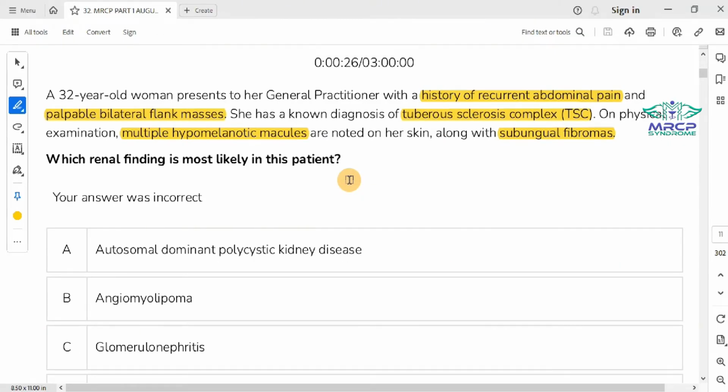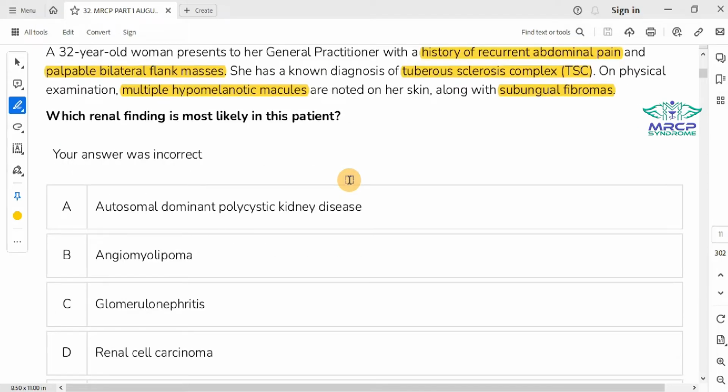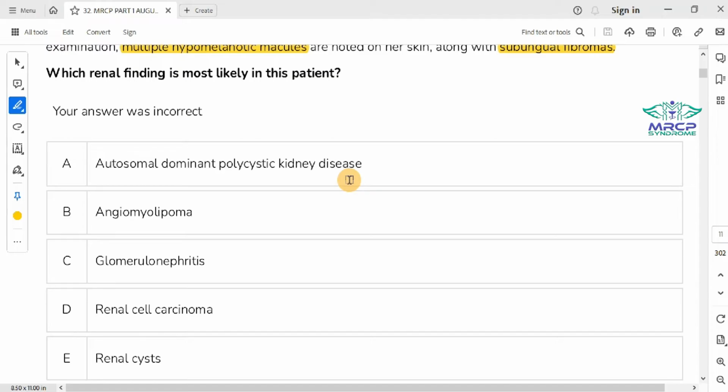A 32-year-old woman presents to a general practitioner with a history of recurrent abdominal pain and palpable bilateral flank masses. She has a known diagnosis of tuberous sclerosis complex. On physical examination, multiple hypomelanotic macules are noted on her skin, along with subungual fibromas. Which renal finding is most likely in this patient? Autosomal dominant polycystic kidney disease, angiomyolipoma, glomerulonephritis, renal cell carcinoma, or renal cyst.